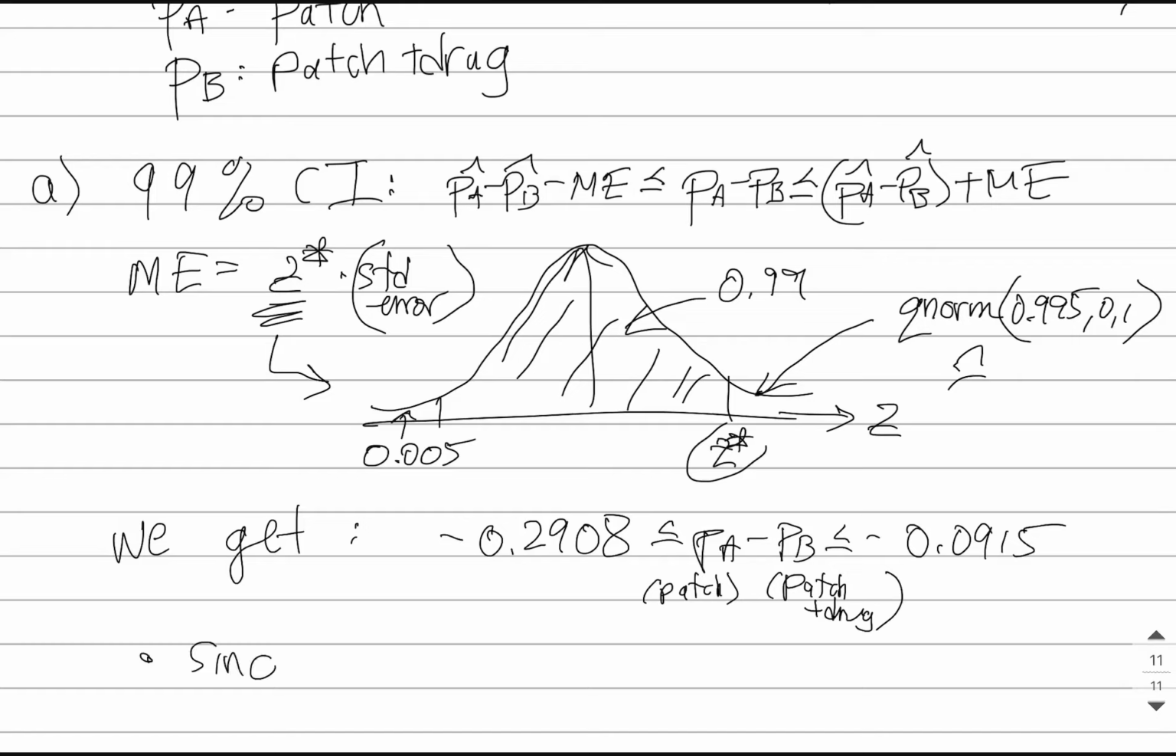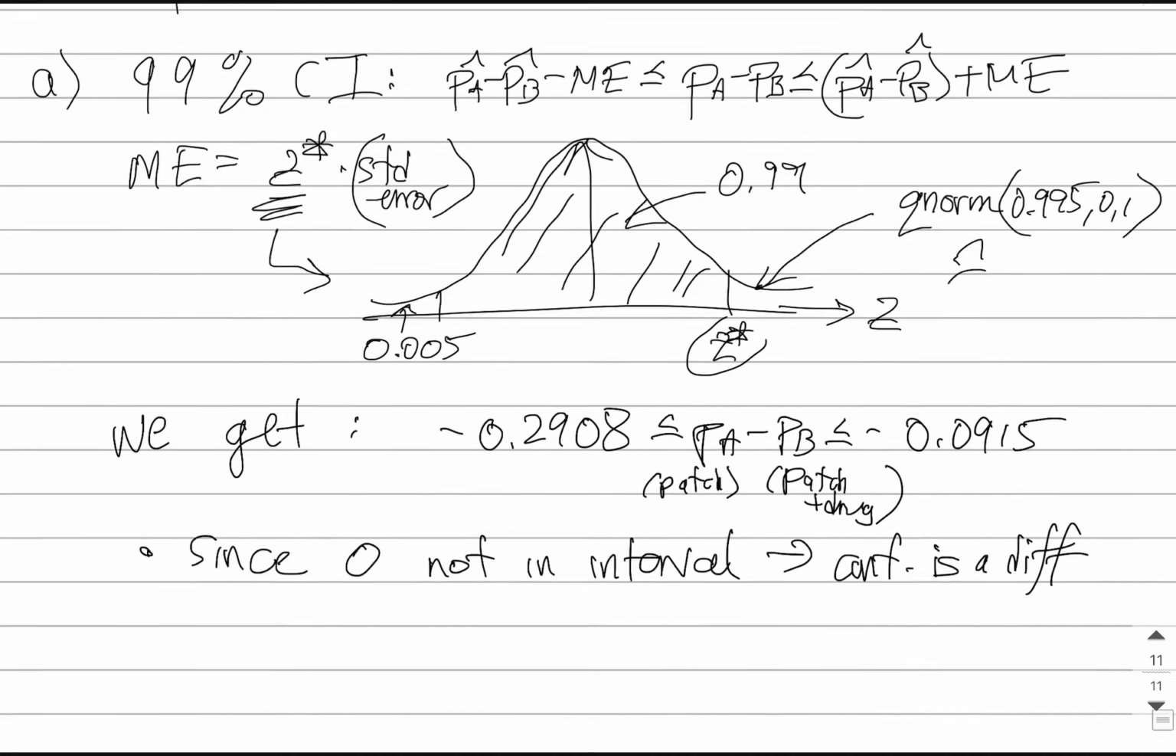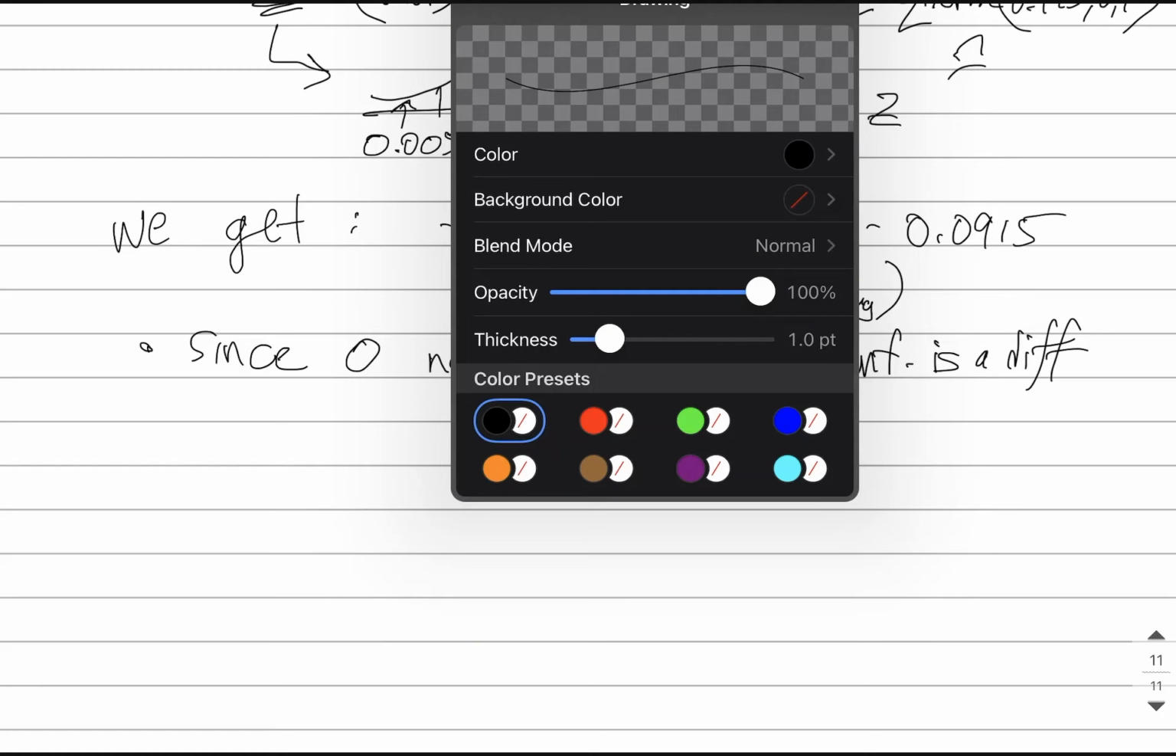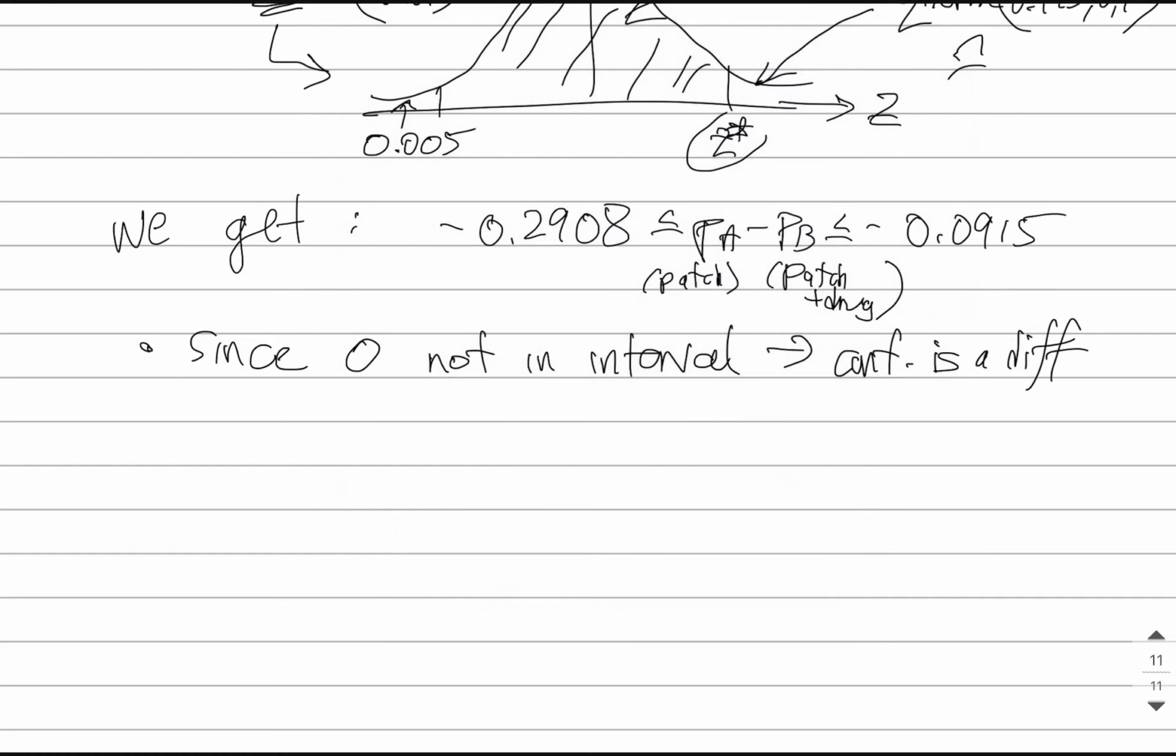Since 0 is not in this interval, we are confident that there is a difference, right? This interval gives you the plausible range of values for PA minus PB. If 0 isn't in there, if they're all the same sign like they are here, that means you are confident that there is, in fact, some difference between the two of them.